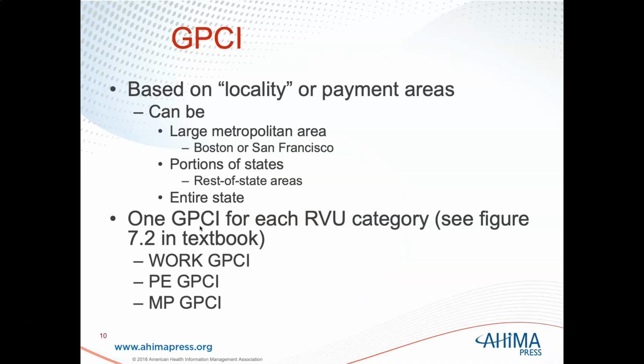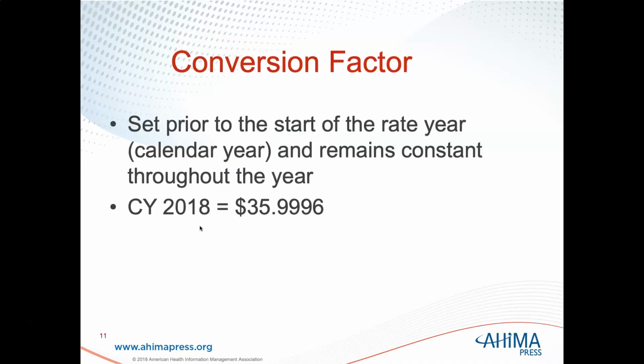GPCI is based on locality or payment areas. It can be a large metropolitan area or portions of states or an entire state. There is one GPCI for each RVU category, meaning work, practice expense, and malpractice insurance.